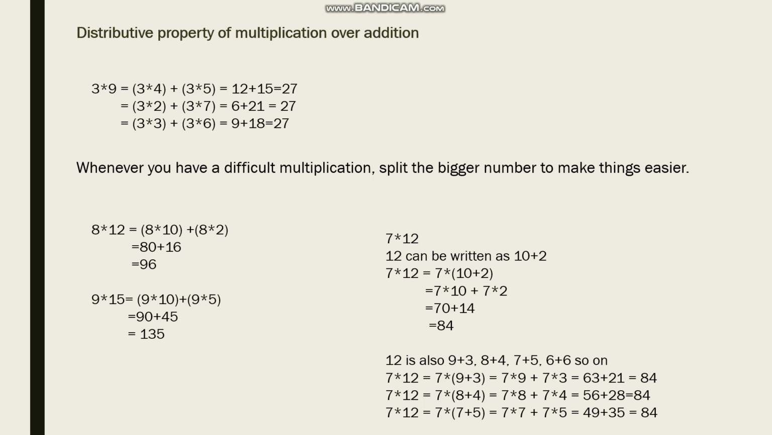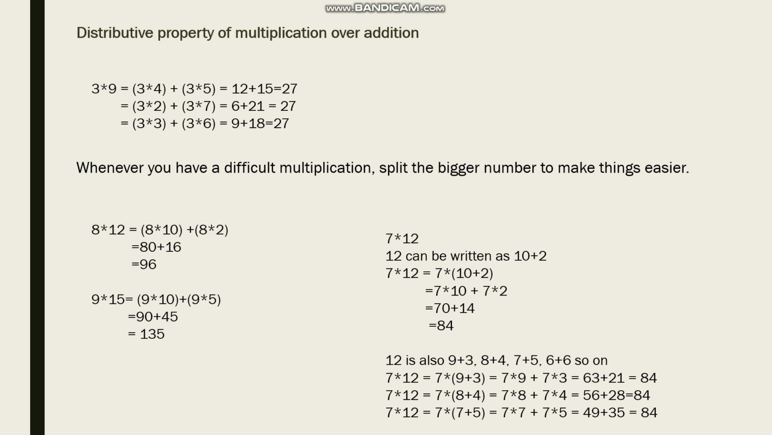Here, whenever you have a difficult multiplication, split the bigger number to make things easier. So this is what we are using here. So in the next I took one more example, that is 8 into 12. The bigger number is 12. So I make a split of 10 and 2. So here 8 into 10 plus 8 into 2, that gives 80 plus 16, which gives 96.